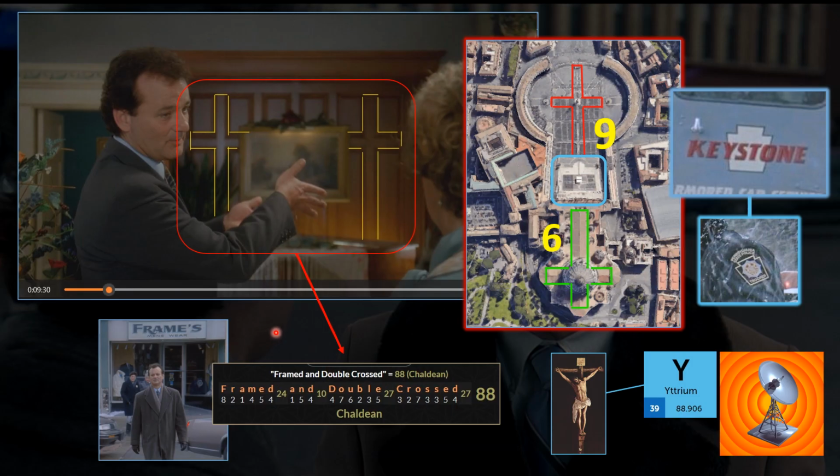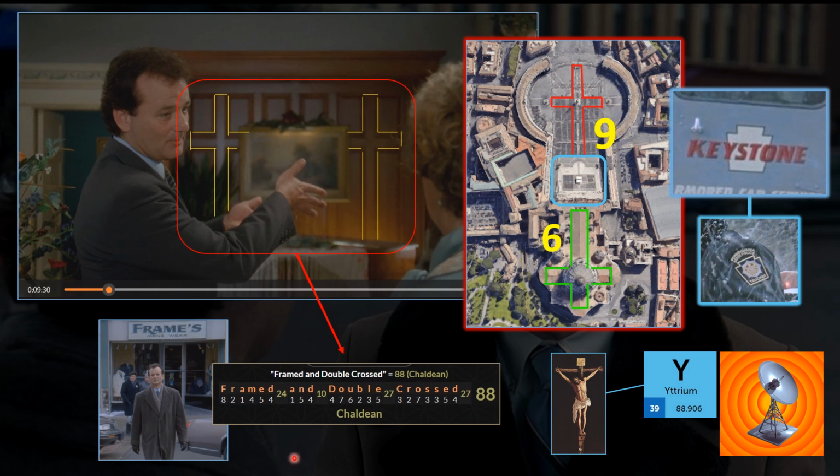When Phil wakes up, he comes downstairs and he meets the lady of the house, which is Mrs. Lancaster. Lancaster means river of the moon. So she has a moon symbolism attached to her here. And in the scene, he's describing the weather because he thinks she's asking about the weather, and he's gesturing with his hands about the coming of the weather and the storm. But in the background, on the wall, we can see the symbolism there for a double cross and a frame. And the words framed and double crossed sum to 88.